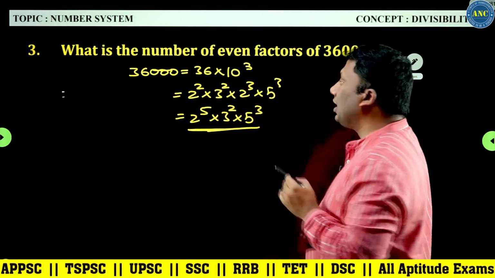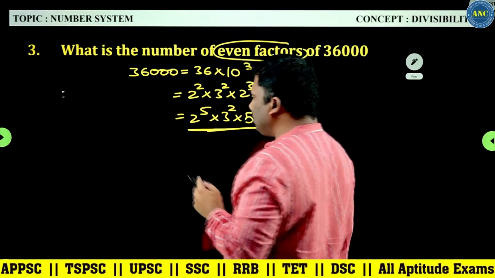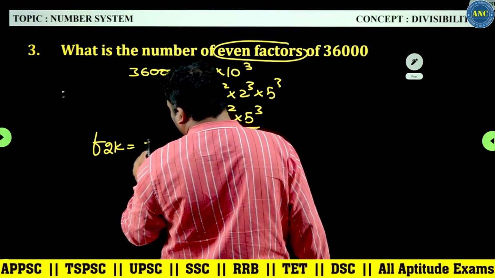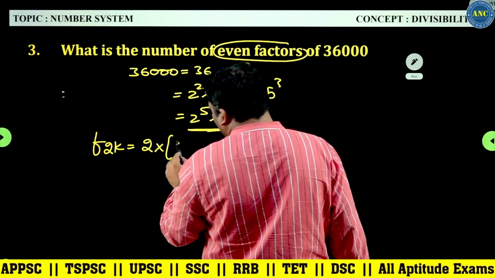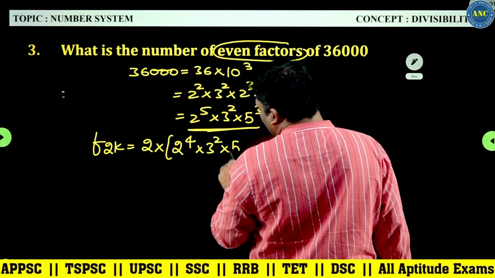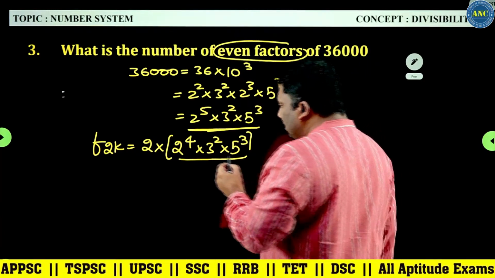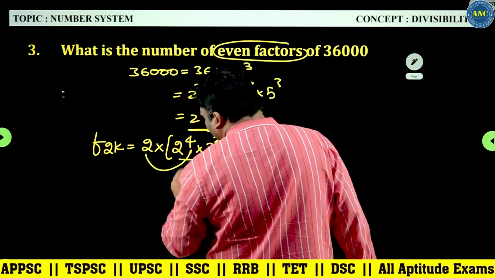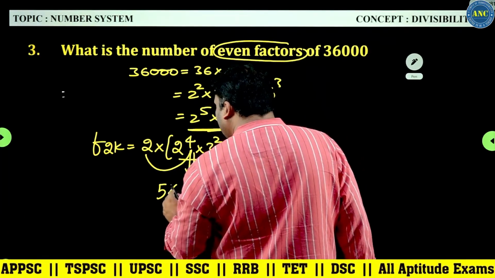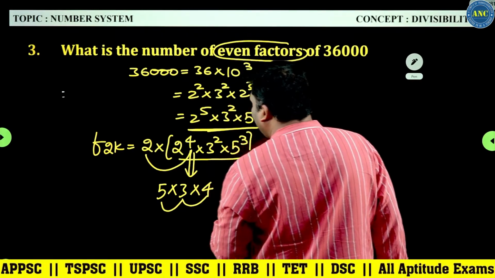What do we require? Number of even factors. What exactly do we mean by even factors? Factors which are divisible by 2. Any number which is divisible by 2 is written as 2 into 2 power 4 into 3 square into 5 cube. Any number which is divisible by 2 is 2 into something. So these are the numbers which are even factors for this number. So how many even factors are there? 0 to 4, 5, 0 to 2, 3, 0 to 3, 4. 5 3s are 15, 15 4s are 60.